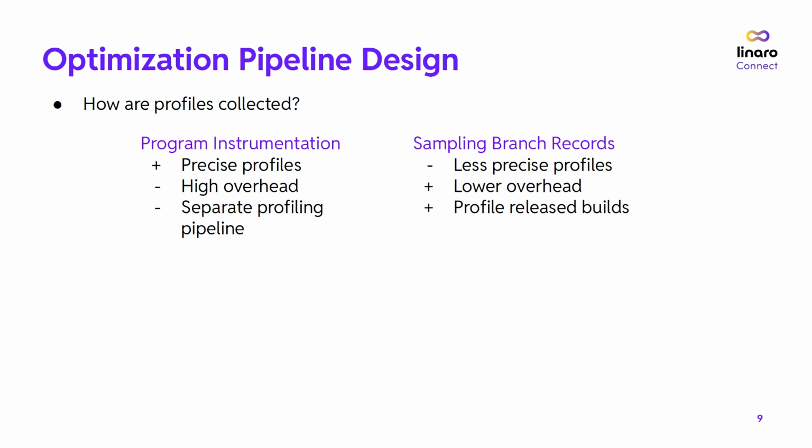The alternative is to use hardware-based sampling to profile the control flow. Since we are using hardware counters, the overhead of this collection is quite low, and we don't need a separate build. We can profile our release build without extra setup. However, the profiles will be less precise than those produced by instrumentation, but we can bridge the gap in this by aggregating across a large number of sampling profiles.